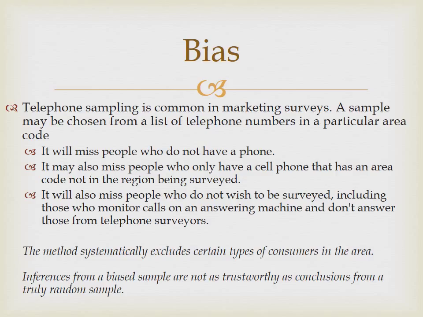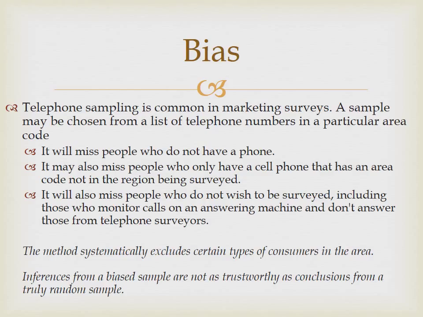So it also misses people who do not wish to be surveyed, including those who monitor calls on answering machines, or just don't answer phones from telephone surveyors. And that's true of most studies. You'll always miss the people who just decline to participate, and that's okay. People have every right to decline to participate. But when you are making conclusions based on the data you've collected, you need to take into consideration there was in many cases a large group of people who said, no thanks, I don't want to talk to you. And so their thoughts and feelings are not represented in the information you've gathered.